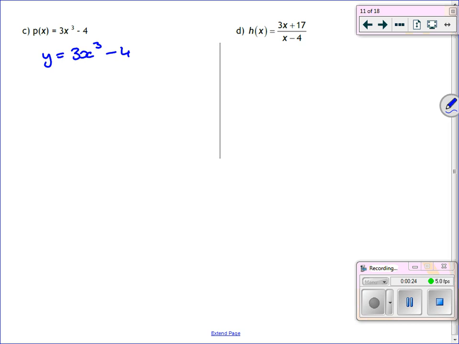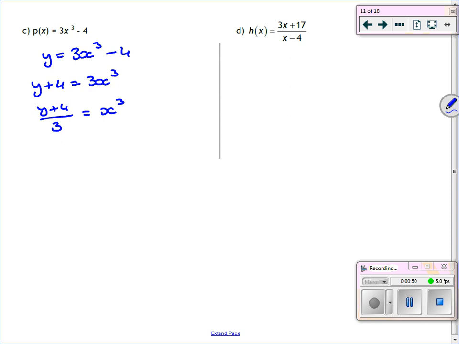Okay, so I want to change the subject to make it say x. Let's take the minus 4 across first of all. So we get y plus 4 is equal to 3x cubed. Then divide both sides by 3. So we get y plus 4 over 3 is equal to x cubed.